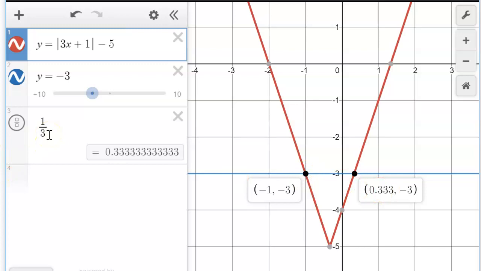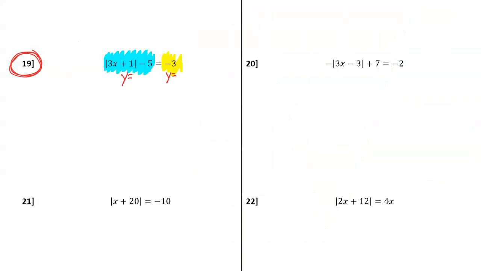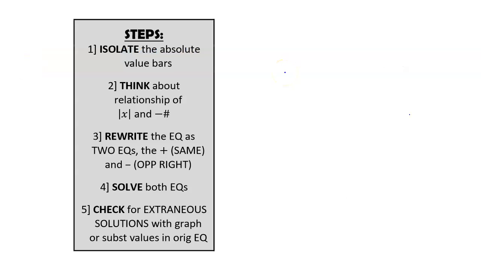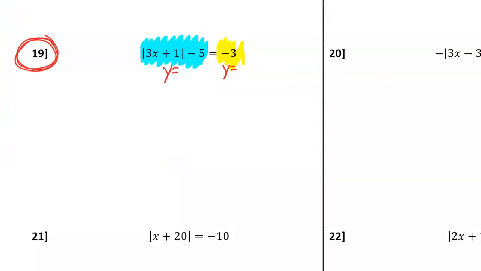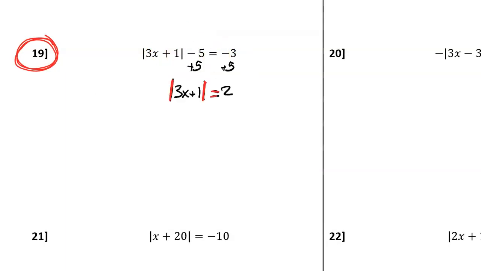Well, getting the graph is great. How does the algebra work out as well? Let's go ahead and start off with our steps to solve an absolute value equation. We always want to start off by isolating the absolute value bars first. So looking at our equation, if we go ahead and get rid of the graphing idea, we're going to add 5 to both sides, and then we have our absolute value bars isolated.